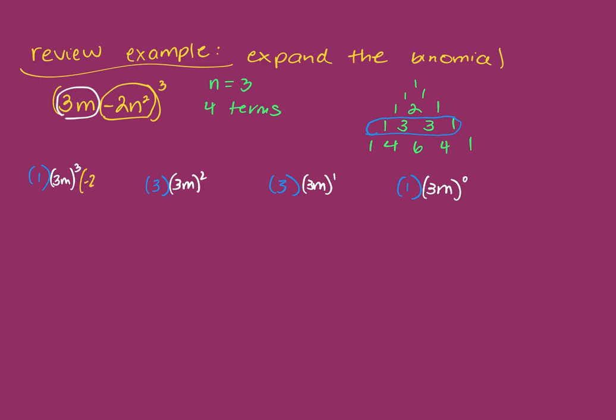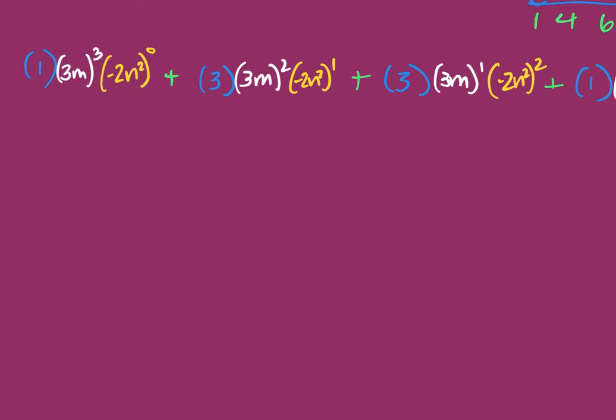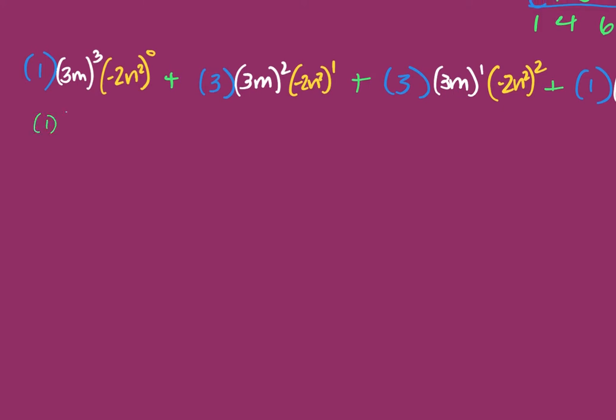This would be negative 2n squared to the 0, negative 2n squared to the first, negative 2n squared to the second, and negative 2n squared to the third. And then in between each of these is a plus for now. If there's a minus, that's obviously raised to an odd power, it's going to change that. So I'm going to go term by term. For the first one, obviously this stays 1.